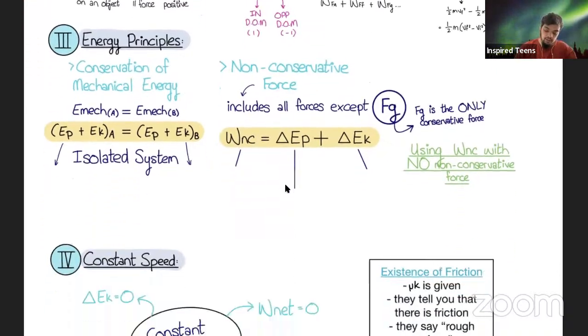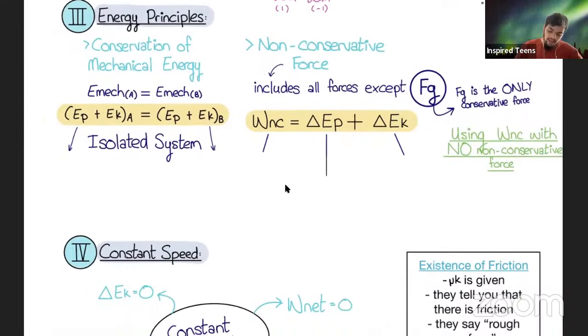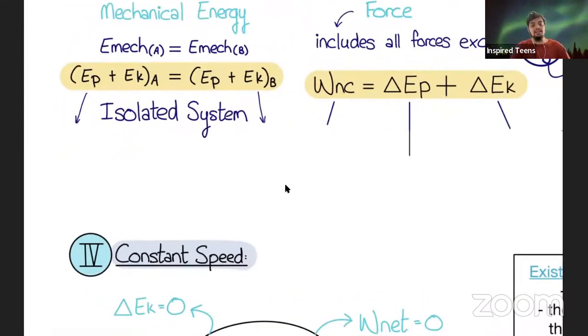Okay, so let's move on to energy principles. For energy principles, we have two different formulas. The first formula is the conservation of mechanical energy, and the second formula is for non-conservative forces. The formula for conservation of mechanical energy is that the mechanical energy at a certain point is equal to the mechanical energy at another point: the mechanical energy at A is equal to the mechanical energy at B. And what is mechanical energy? Mechanical energy is the sum of the potential energy and kinetic energy.